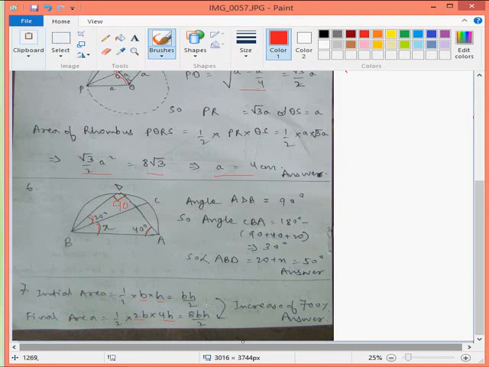So what is the increase? 8BH by 2 minus BH by 2, divided by BH by 2, into 100. The answer will come out as 700%. So this is the solution.